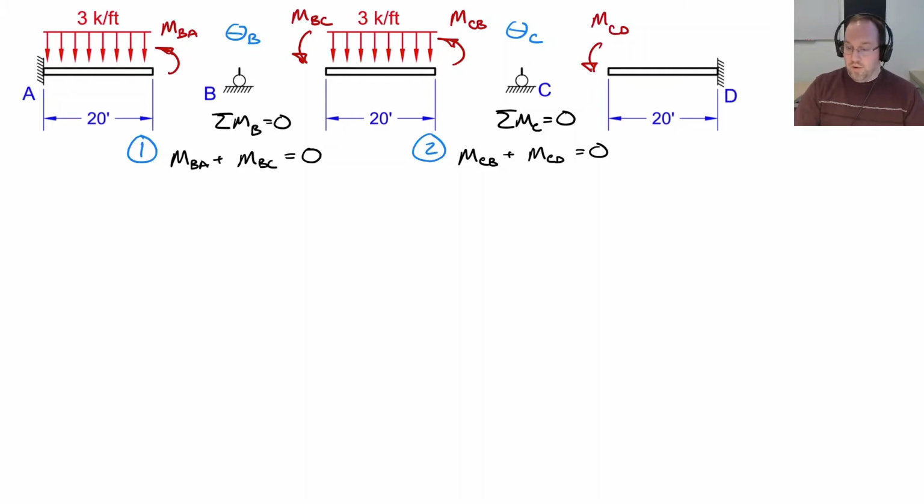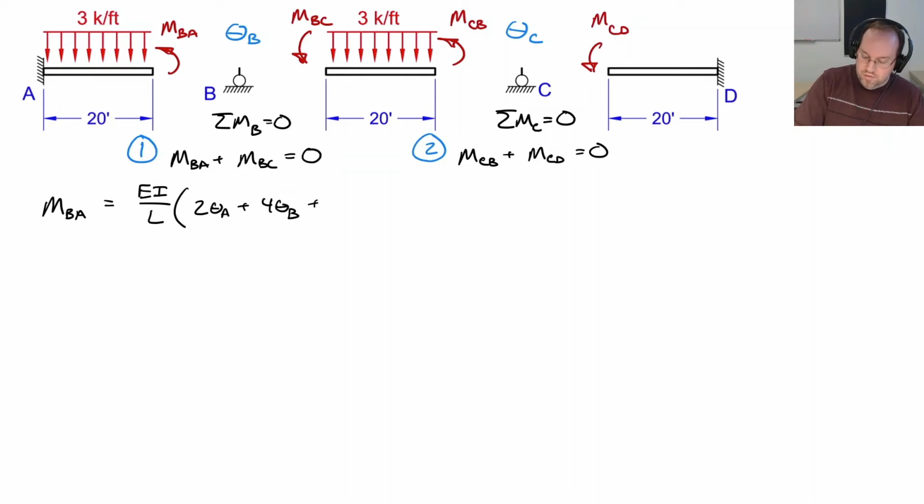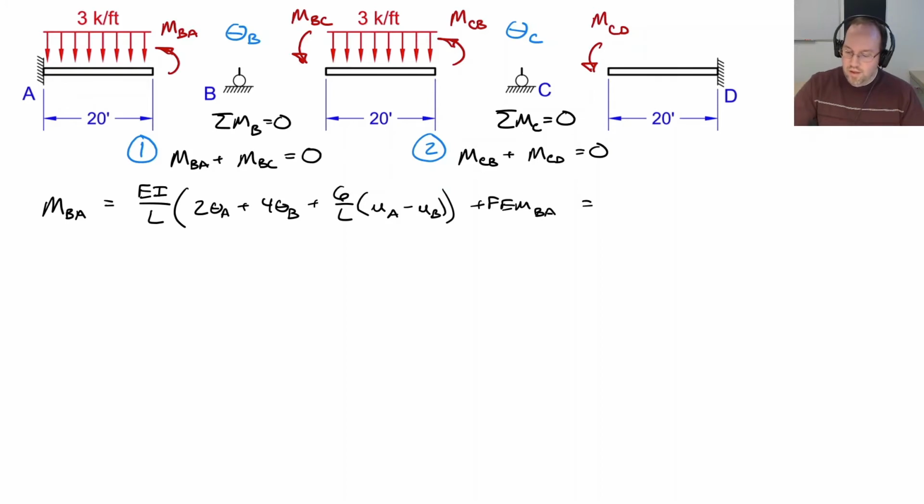So let's write out all 4 of those moments using the slope deflection equations. Let's start with moment BA. That moment is the far moment of segment AB, and that equation is EI over L multiplied by 2 times the rotation of A plus 4 times the rotation at B, plus 6 over L times that difference in displacements, so that's UA minus UB. And then I'm going to add on my fixed end moment for BA. Now we can see that point A is a fixed end, so it has no rotation, it has no displacement. Point B is resting on a roller, so it also has no displacement.